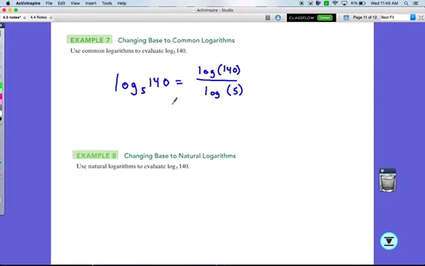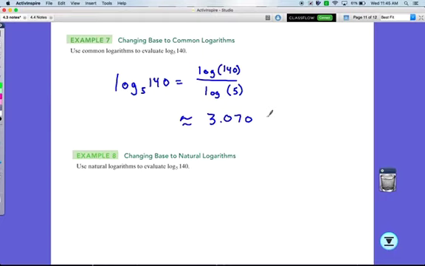Then you go to your calculator, you hit the log button, all right, and then parentheses, 140 close parentheses first, got to make sure you close parentheses, divided by the log of 5, close parentheses. And you should get 3.070.